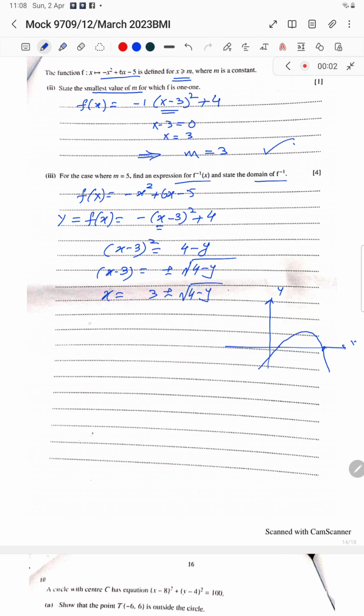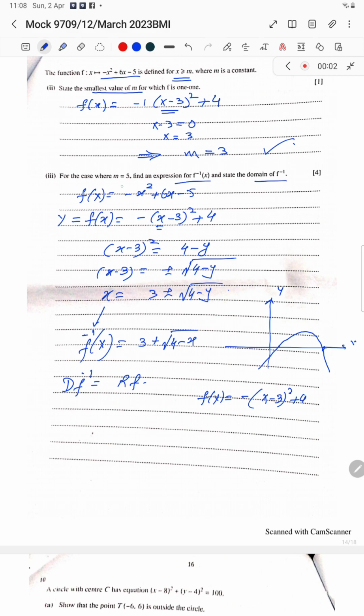So first finish it: f inverse of x. Since it is concave down, we take 3 plus root of 4 - x. This will be the final answer for the inverse function. And for the domain of f inverse, you know that it is equal to the range of f. The original function, as you know well, was f(x) = -(x - 3)² + 4.